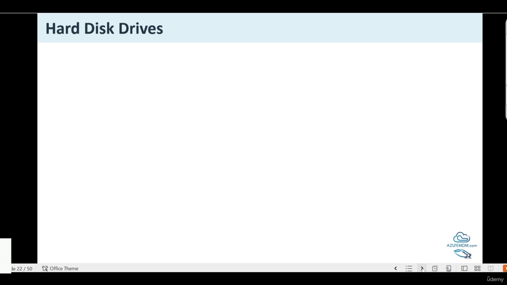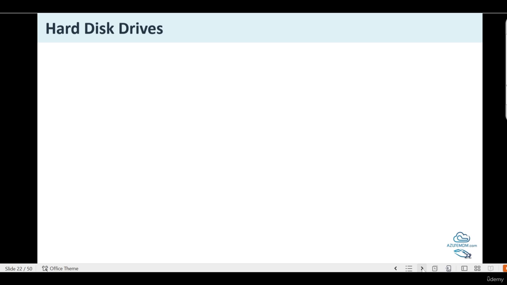Now, we will learn about the HDD, hard disk drives. An HDD, hard disk drive, is a traditional storage device that uses spinning magnetic disk platters to store data.